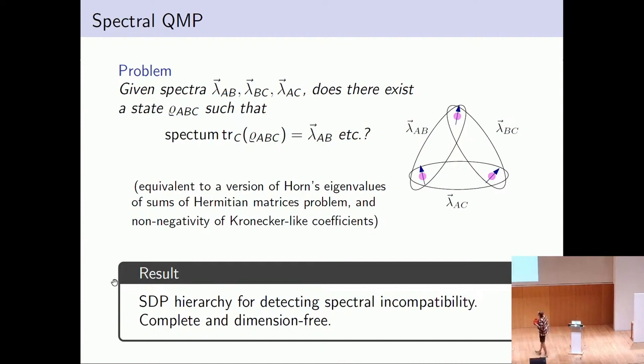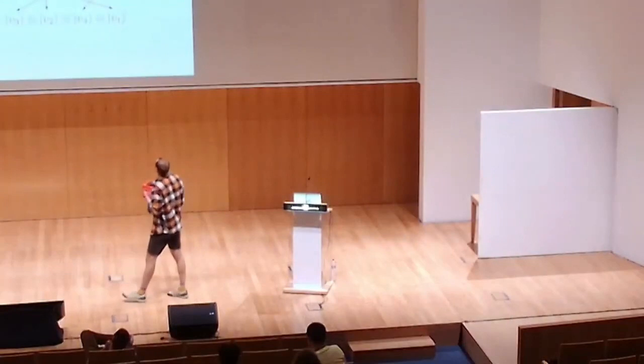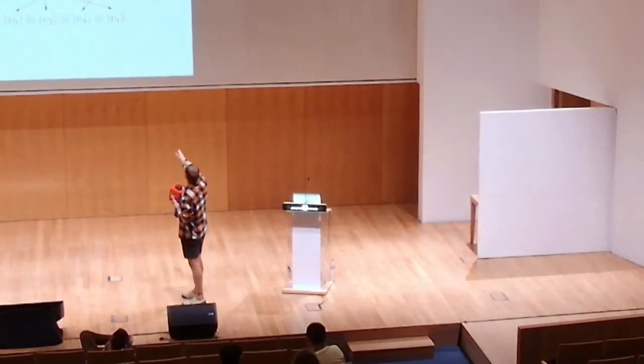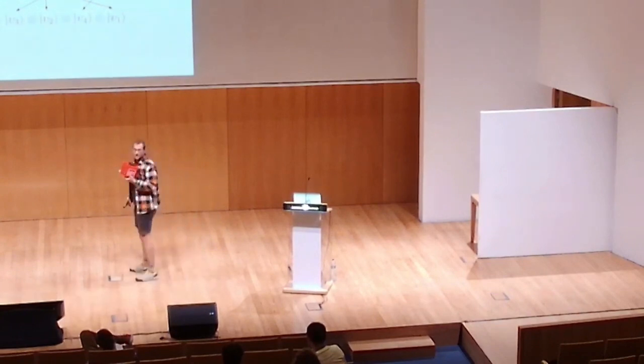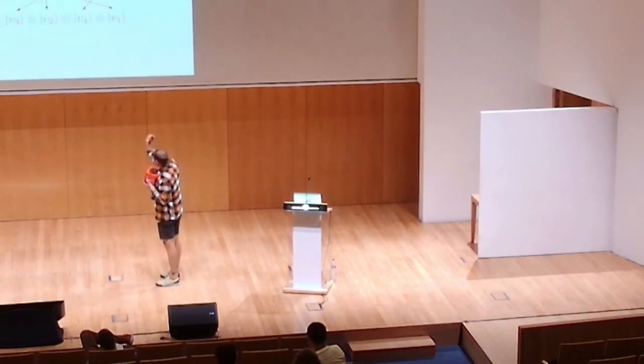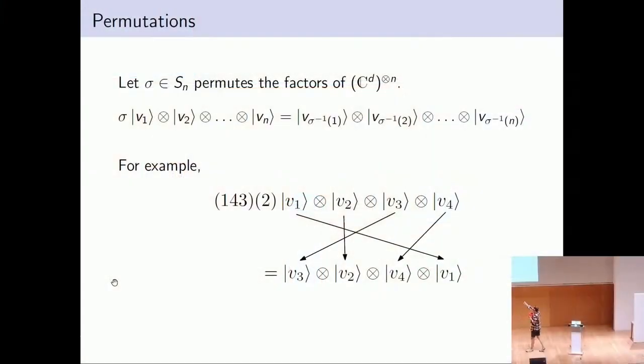First, I want to introduce how permutations act on tensor product spaces. Let's say we have an element sigma from the symmetric group S_n, and we let it permute the tensor factors of (C^d)^{⊗n}. So we have sigma acting on this tensor product, V1 tensor ... tensor Vn, and it just exchanges the places. Here, the example is easy to see. If the permutation, the cycle (1 4 3) and the 1-cycle (2), acts on this product, then the vector at position 1 goes to position 4, the vector at position 4 goes to position 3, and the vector at position 3 goes to position 1, while the 2 is fixed.